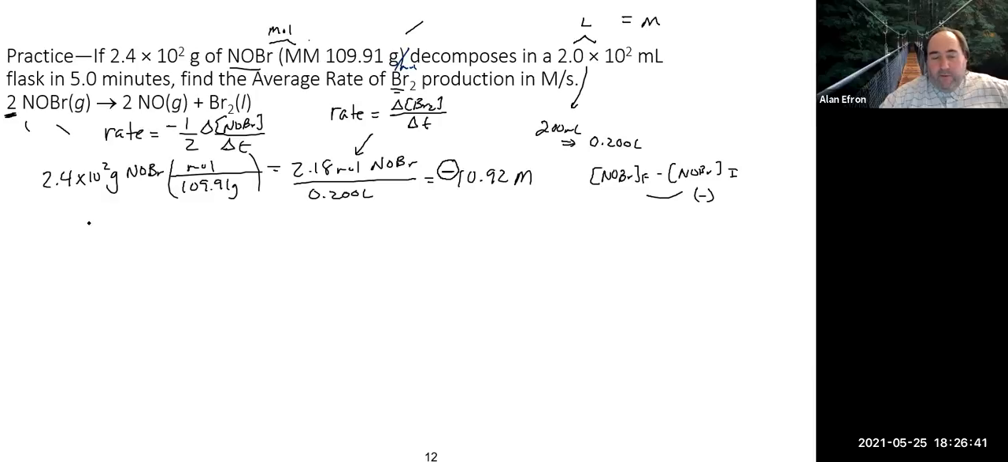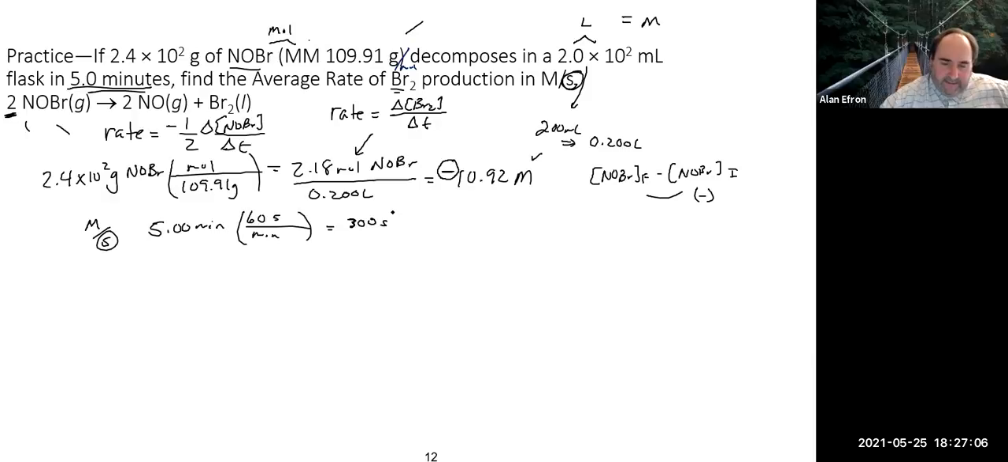Remember, when we talk about a rate, it is molarity per second in this case, since that ultimately is what we're looking for. The time that was given to us, though, is in minutes. So you also need to do a little conversion here of minutes to seconds, so everybody's in the right units. We go with 60 seconds, I hope, in a minute. That's going to be 300 seconds. So now I have the molarity, I have the seconds. I now have what I need to put into my rate expression here.